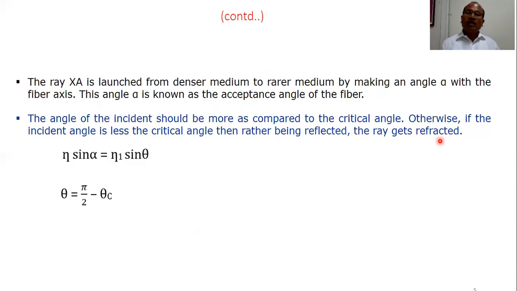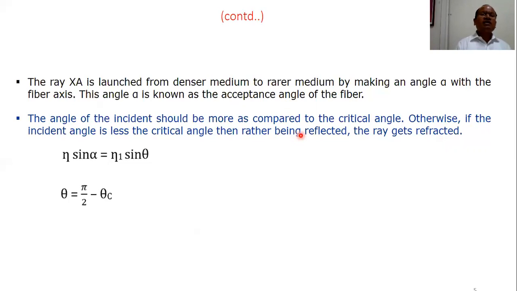Rather than reflected, the light will become refracted. And what is the condition for light propagation in optical fiber? TIR. So what does TIR demand? TIR demands that the angle of incidence must be greater than the critical angle.